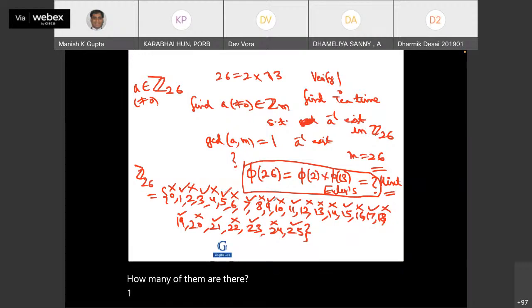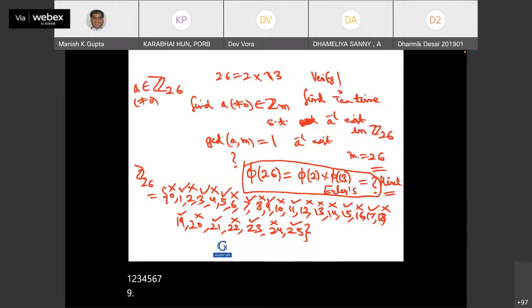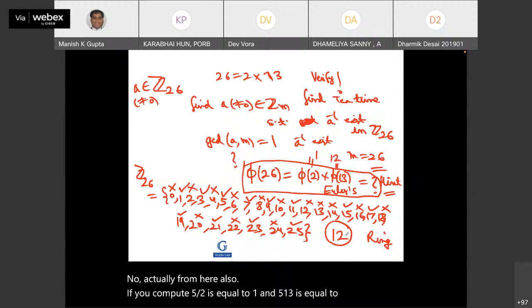1, 2, 3, 4, 5, 6, 7, 8, 9, 10, 11, 12. So there are a total of 12 elements which have an inverse in Z26. So that is it. This is a ring. Now actually from here also, if you compute phi of 2 is equal to 1 and phi of 13 is equal to 12, so your answer is 12.